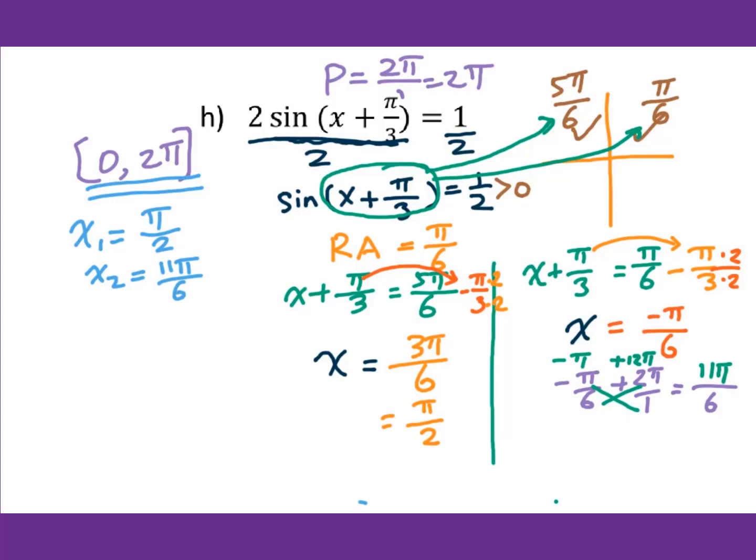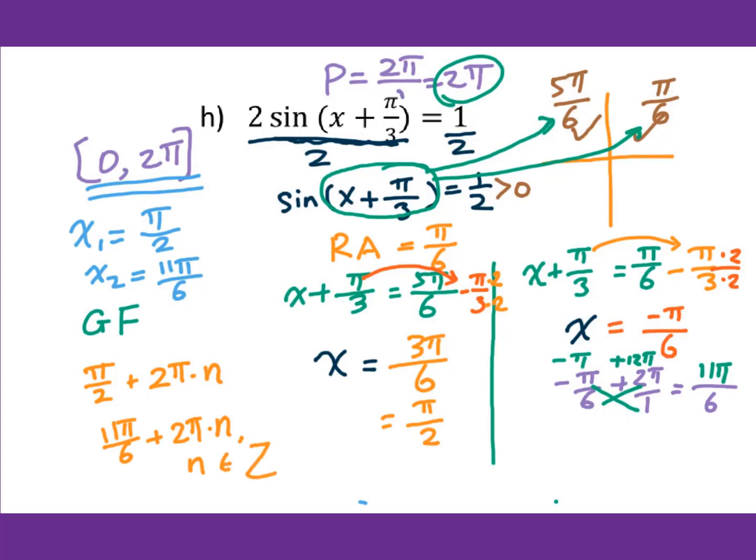For the general form, we know the period is 2 pi. Therefore, I can write down pi over 2 plus 2 pi times n, or 11 pi over 6 plus 2 pi times n, and n is integers. This will be the final answer.